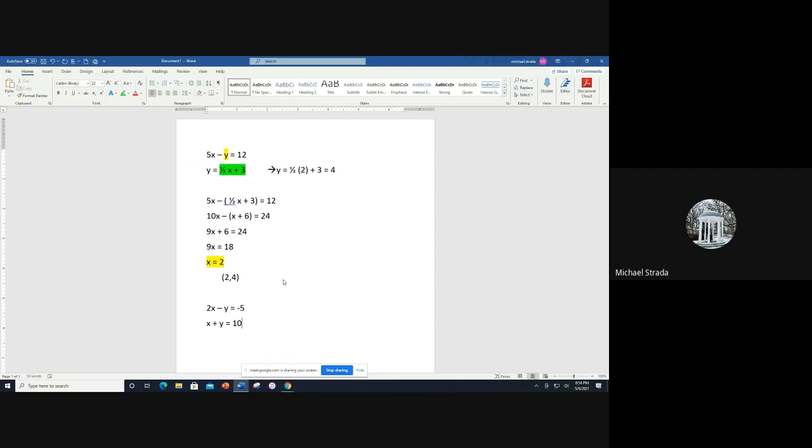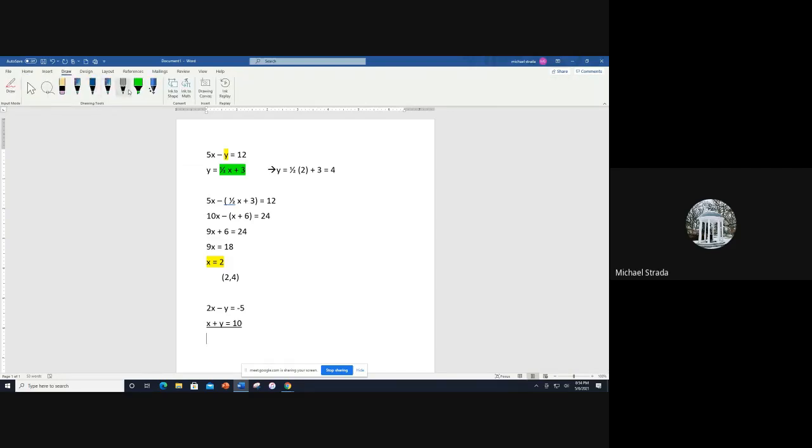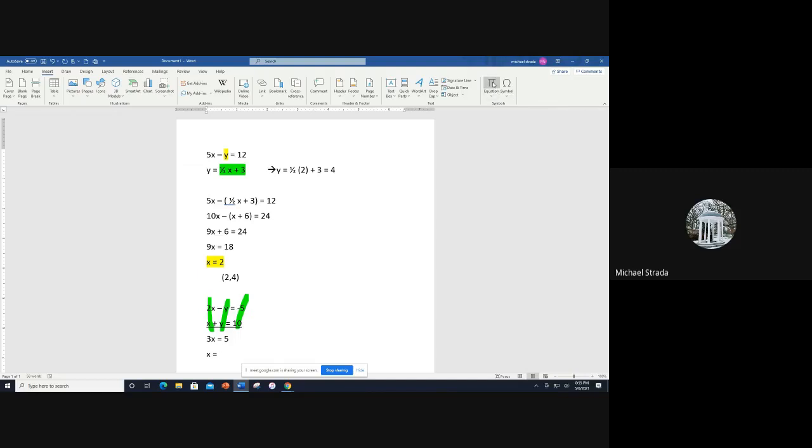All right. You will notice we have a negative y here and a positive y there. So you literally put a line underneath and add straight down as long as the variables line up. All right? So the variables have to line up. So the x's line up here, the y's line up there, and then we have the constants. So when we add straight down, 2x plus x will give me 3x. The negative y plus y cancels out. Negative 5 plus 10 is 5. All right, then we would divide by 3, and x equals, all right, 5 over 3.